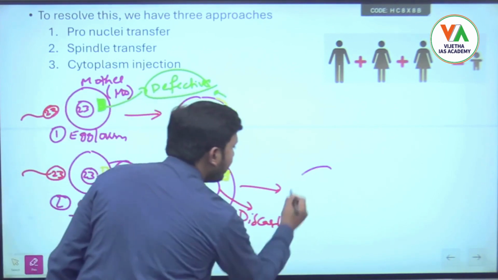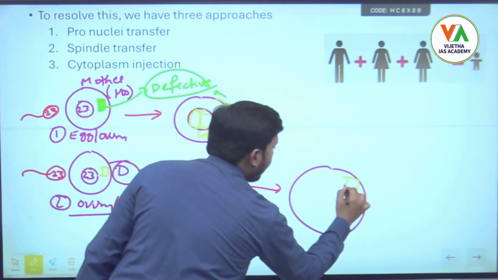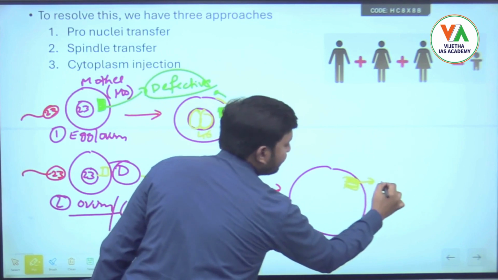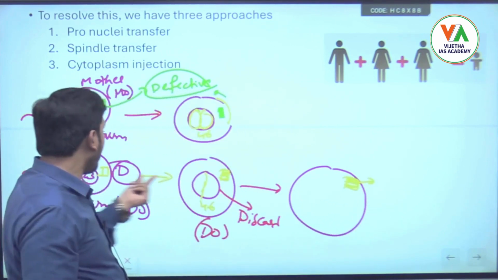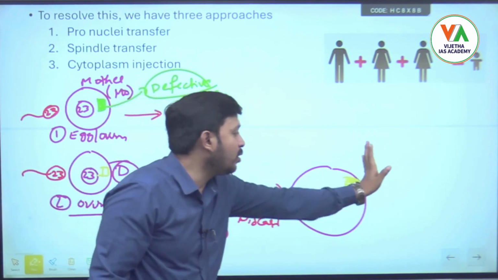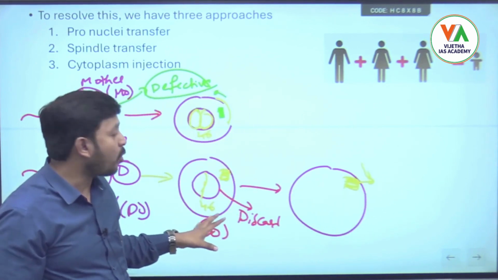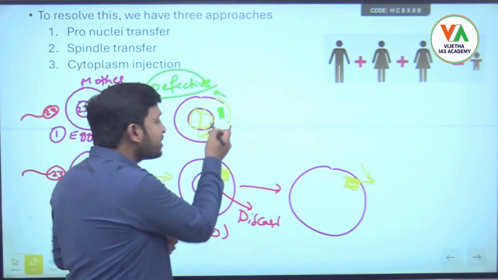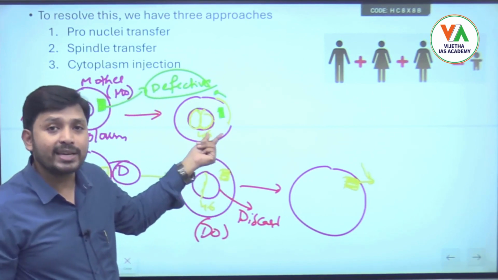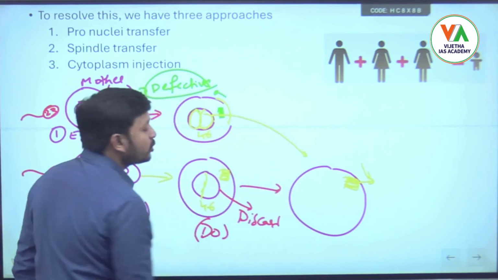The structure will be looking like this. And this is perfect mitochondria. This mitochondria of the donor is healthy mitochondria, so this is having no defect, right? So I have discarded the pronuclei of this donor ovum. I will remove this pronuclei and I will try to transfer this one into this donor's ovum.